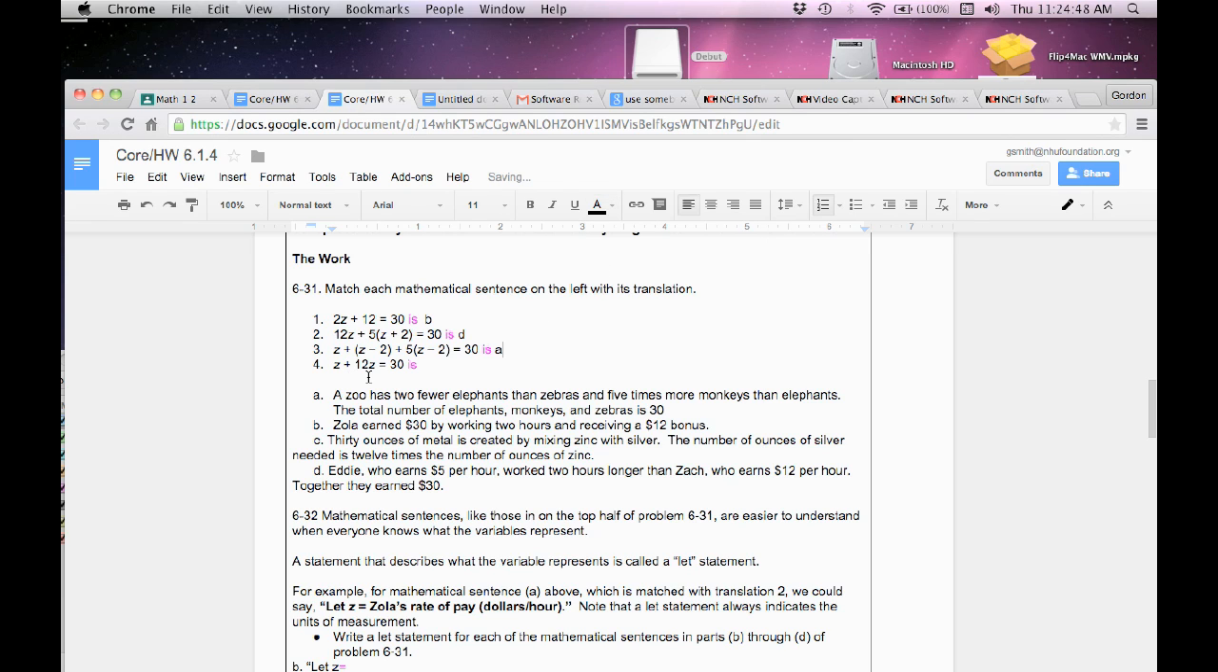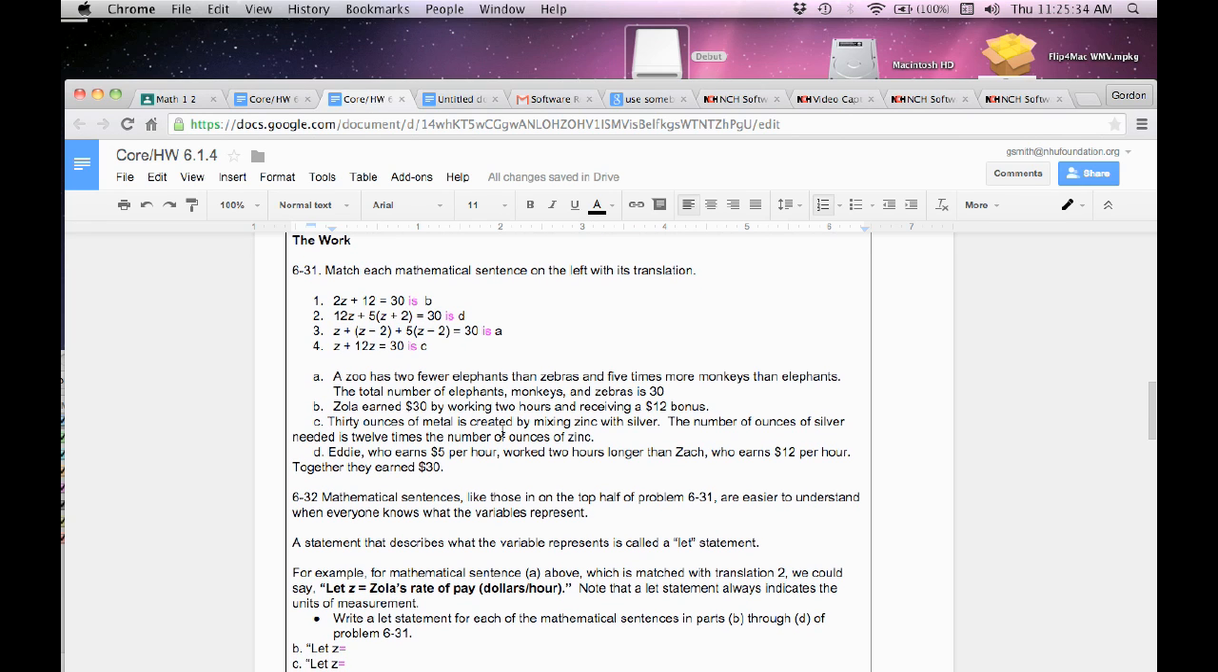And last, Z plus 12Z equals 30. That's a pretty simple one. Zola earned $30 by working 2 hours and earning a $12 bonus. That $12 bonus is her... let's see, no, that's not going to work. 30 ounces of metal is created by mixing zinc with silver. The number of ounces of silver needed is 12 times the number. Okay, so there it is. Z for the zinc, and then 12 times that for the silver. So that 12Z represents the amount of ounces of silver. So that one is going to be C. Okay, so we've got it. It's not that easy, but it's pretty good.